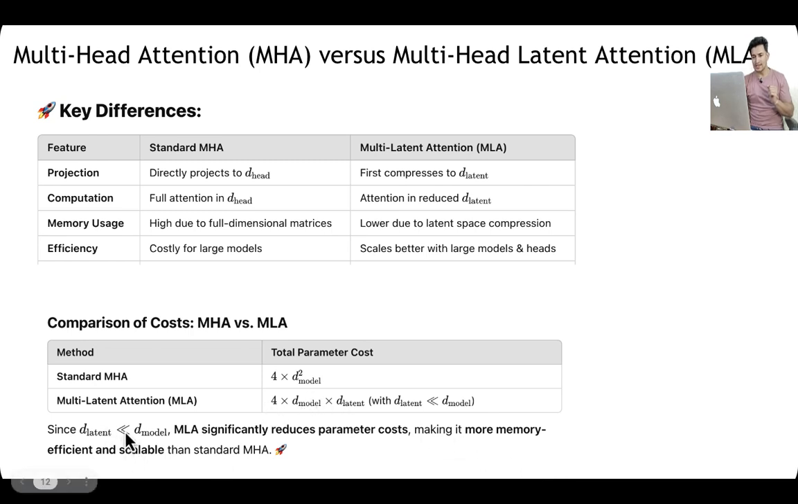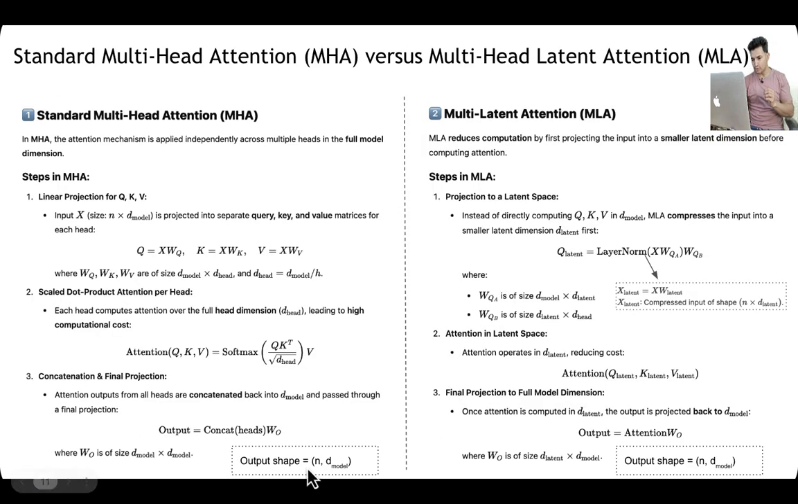Since D latent is much less than D model, we are able to save a lot of parameters, and this leads to cost efficient and parameter efficient training. Also, since the final projected vector is of the same dimension, we are not losing on dimensions, so the model is able to perform well, but all the calculations happen in a small latent space, reducing the parameters, cost and computation.